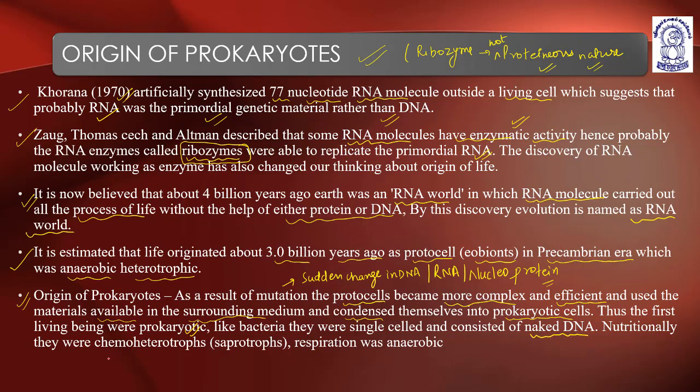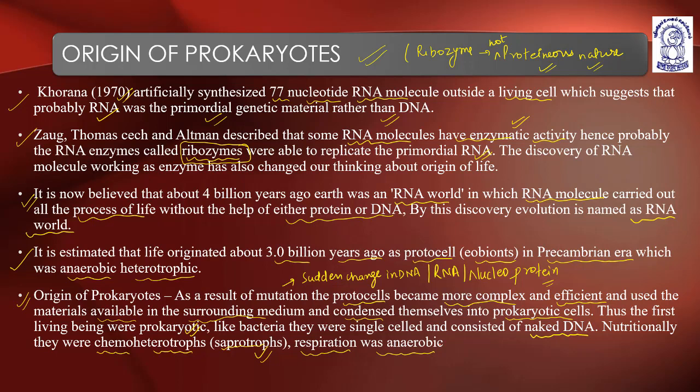Nutritionally, they were chemoheterotrophs. Chemoheterotrophs means they can break the complex chemical compounds to obtain energy. Saprotrophs means they feed on the organic matter, because the prebiotic soup, the hot dilute soup, was enriched with many macromolecules and organic compounds, and that is why they were feeding on these. Okay, and they were either chemoheterotrophs or saprotrophs. Respiration was anaerobic. So nutritionally, it was considered as the first evolved prokaryote.